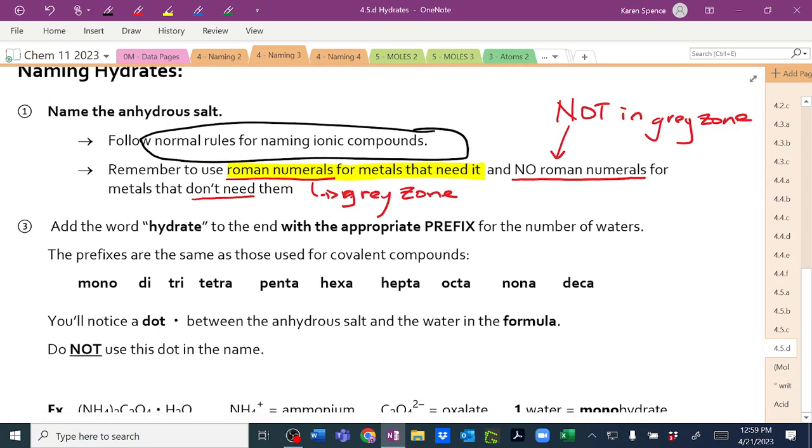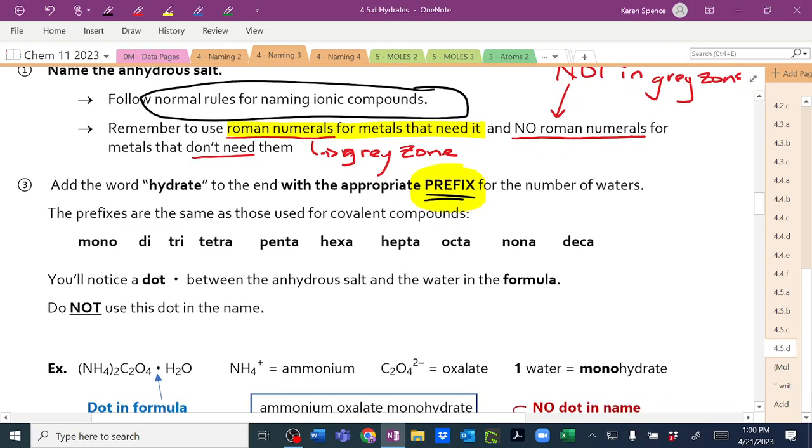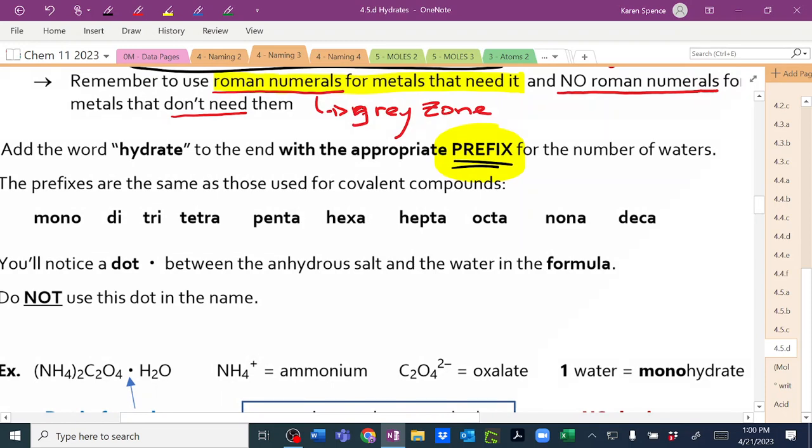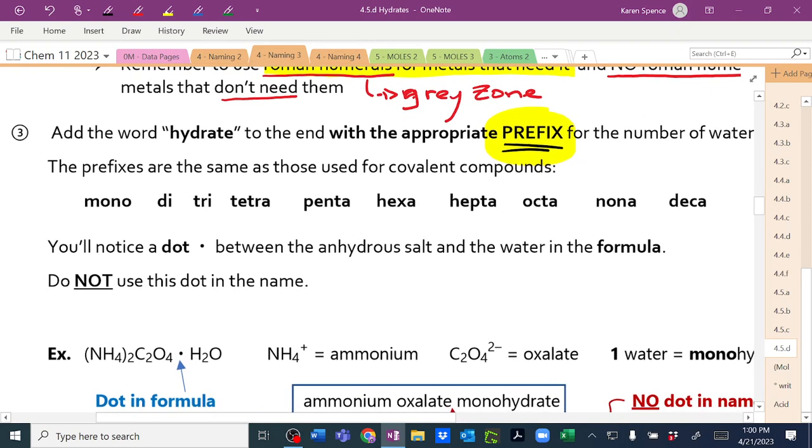Now, the only thing that's different is because it's got these waters tacked onto the end, we're going to use the word hydrate. And depending on how many waters, we're going to use the prefixes to let you know how many waters. And what are the prefixes? They are identical to the ones that you already learned. Mono, di, tri, tetra. So you don't need to learn anything new or different. Okay.